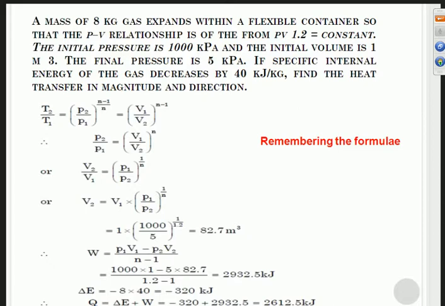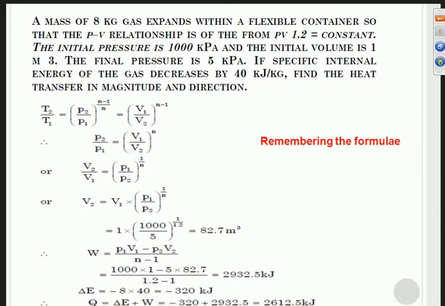Now he has specified in the problem itself that the specific internal energy of the gas decreases by 40 kilojoule per kg. So I have represented it as delta E is equal to minus 8 into 40. Why have we used minus 8? Because mass is 8 kgs. In the last but one line you can see minus 8 into 40, that is minus 320 kilojoules.